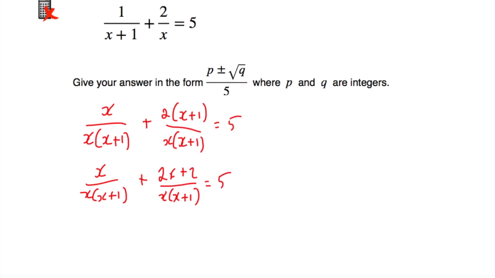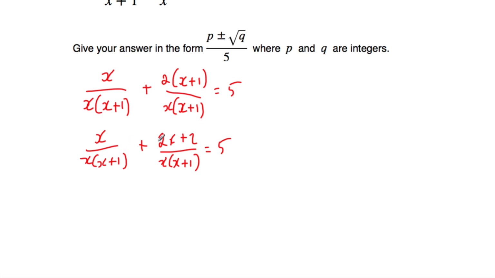Okay, so now we've got two fractions with the same denominators. Let's add together the numerators. So x plus 2x is 3x, and then we've still got our plus 2. And that's all over x bracket x plus 1, and then close brackets, and that equals 5. We've just added together the numerators there.